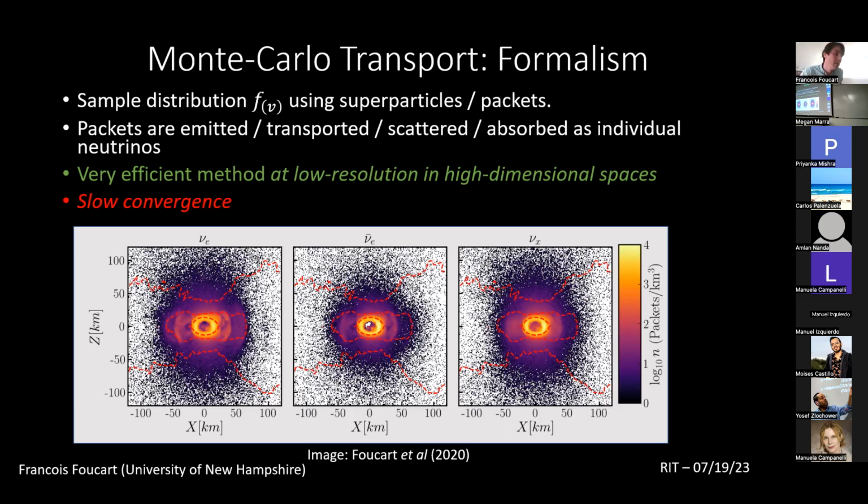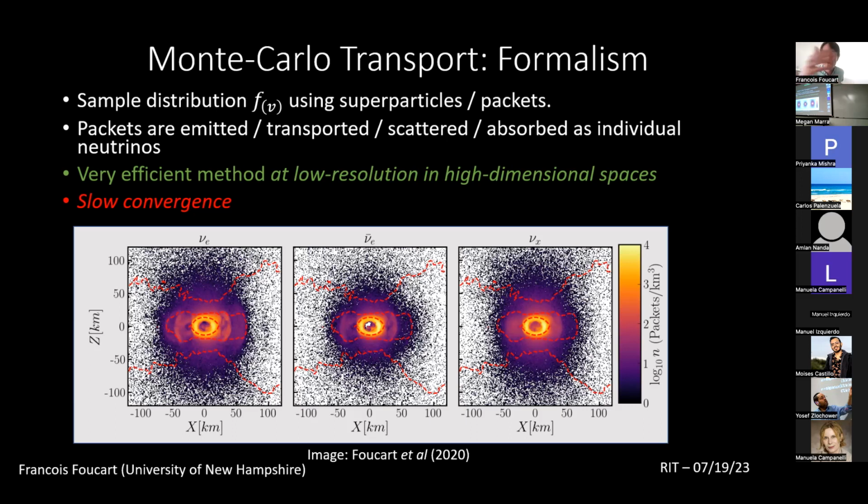They can be transported, scattered, absorbed, re-emitted, and so on. This is a very efficient method if you are trying to do a low resolution evolution of a high-dimensional problem with very inhomogeneous distribution function, which is exactly what we are trying to do here.